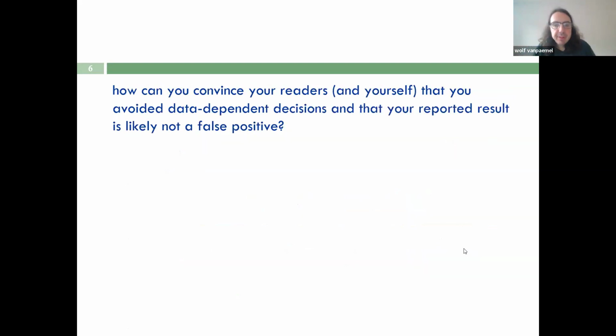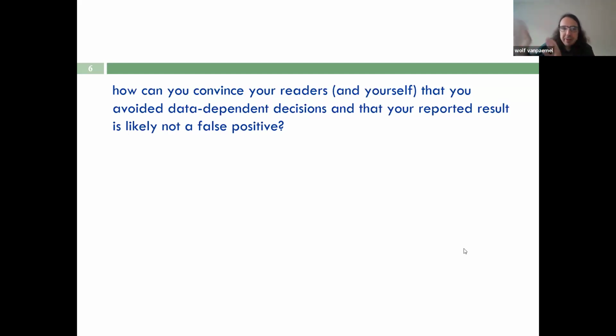So how can you convince your readers and yourself that you avoided data-dependent decisions and that your reported result is likely not a false positive? You can never guarantee it, but you can put some arguments on the table to convince them that there's not a high chance that this is a false positive, and I think we want that.